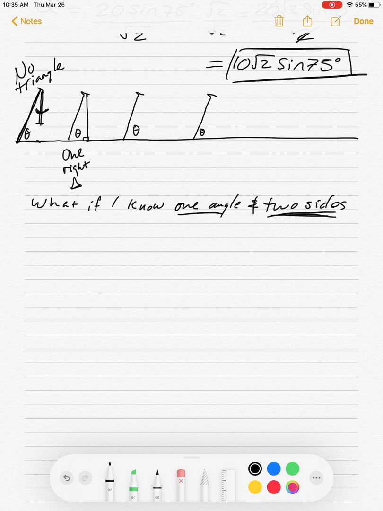Then what are the other two? So I guess, what if this side is really long? Okay, then I just have one triangle. Not a right triangle, but it's one triangle.